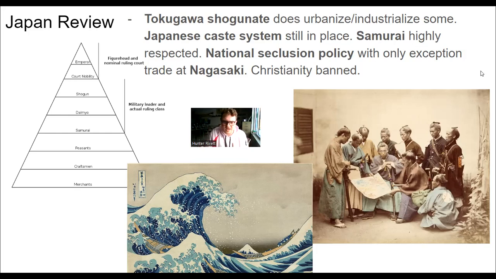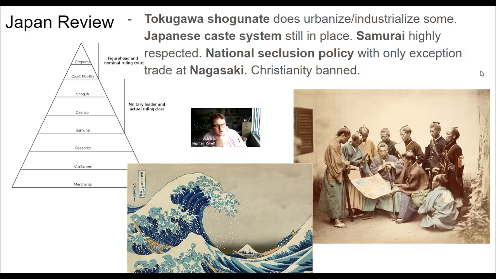Well, all that's going to change during this period. And then the craftsmen, the merchants, those who make money from wealth by building and creating wealth are going to be the new ruling class. So the Tokugawa shogunate put in place the national seclusion policy. It's still in place up until 1853.